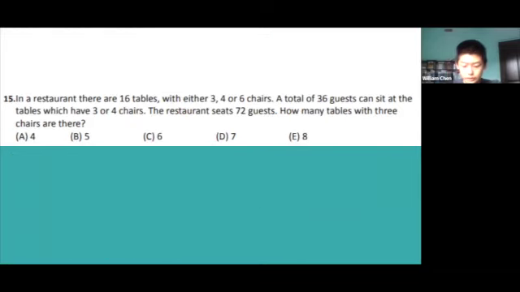Our final question: in a restaurant there are 16 tables, with either 3, 4, or 6 chairs. A total of 36 guests can sit at the tables which have 3 or 4 chairs. The restaurant seats 72 guests. How many tables with 3 chairs are there? Since we're almost out of time, I'll just solve this problem quickly.